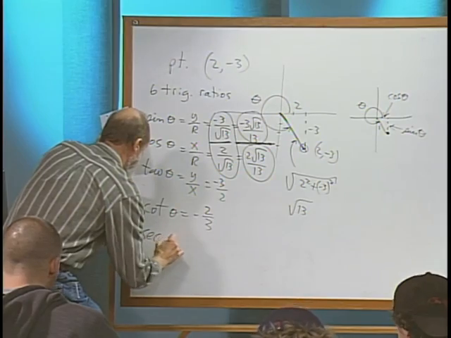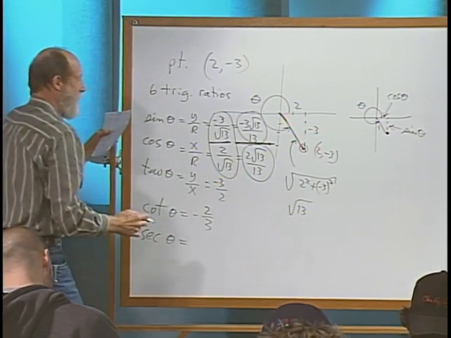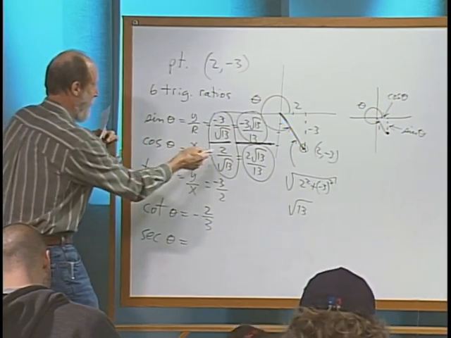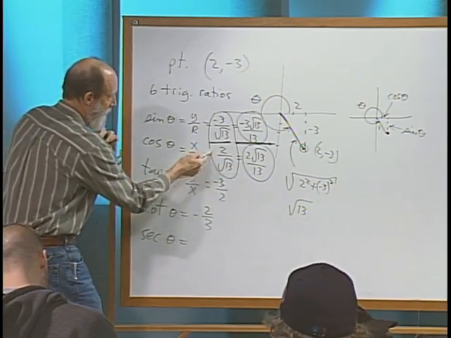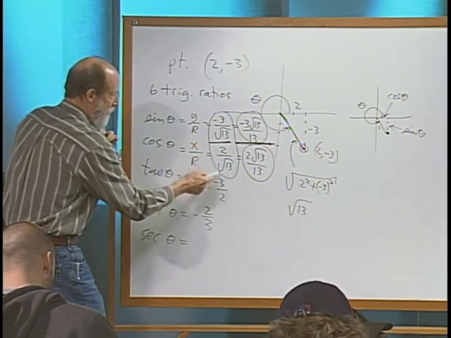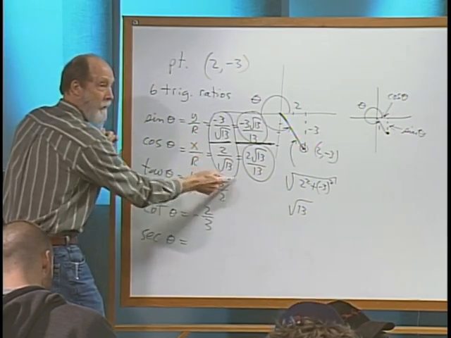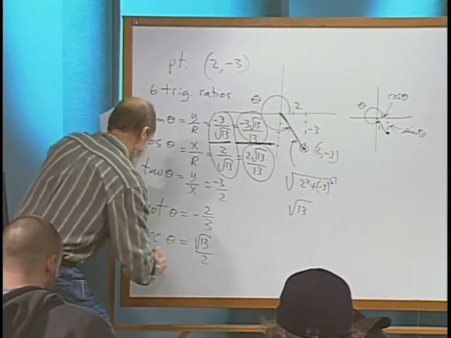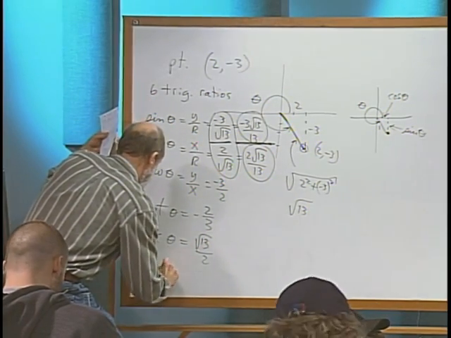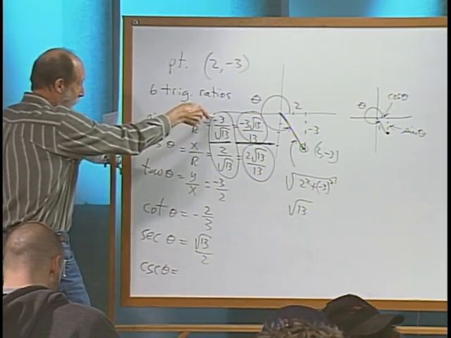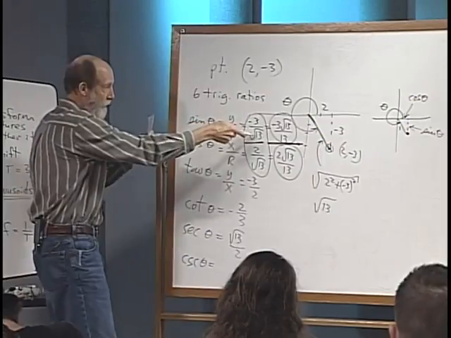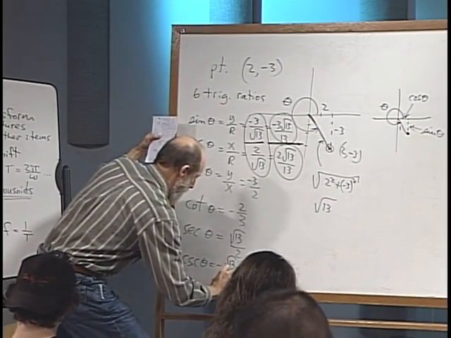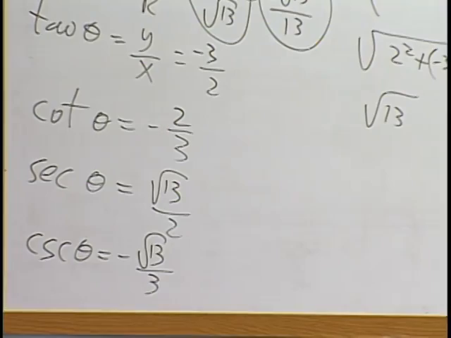To get the secant of theta, I would take the easiest looking reciprocal of the cosine form. See this right here? 2 over radical 13, isn't that easy to flip upside down? Form its reciprocal and get radical 13 over 2. And then finally, your cosecant of the angle, grab this guy right here and take its reciprocal, so you get negative radical 13 over 3. Your 6 trig ratios.